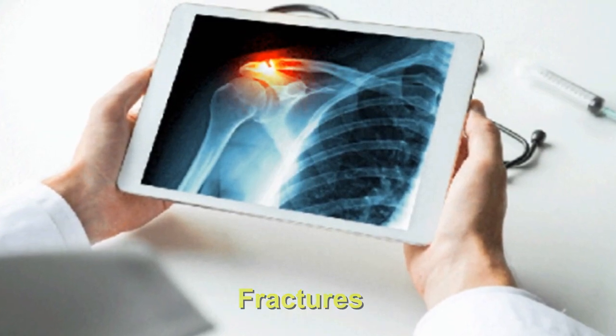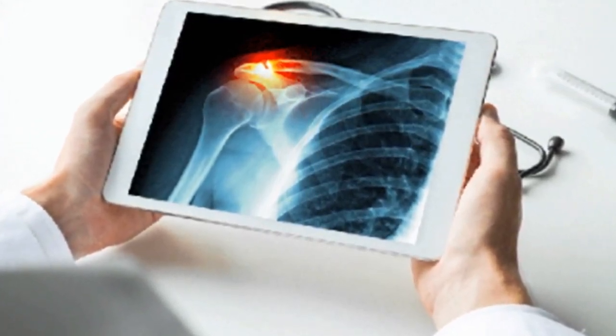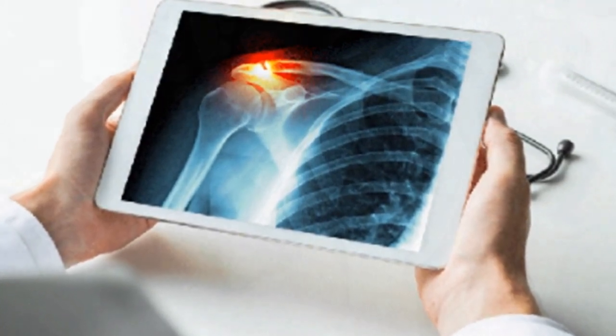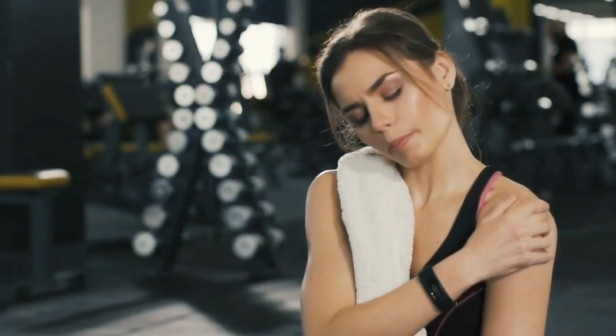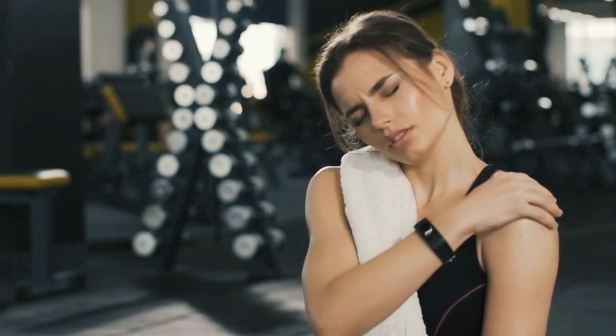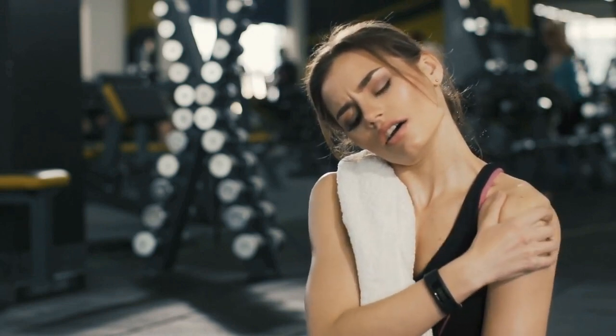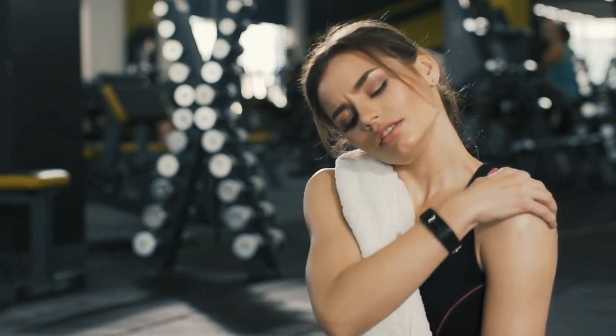Fractures. Fractures, of course, are broken bones. Most often, a shoulder fracture involves the collarbone, upper arm bones, or a shoulder blade. It's often possible to prevent shoulder pain or injuries by doing stretching exercises to keep your muscles flexible and strong. But if you're experiencing shoulder pain, your best source of information and treatment, of course, is your doctor.